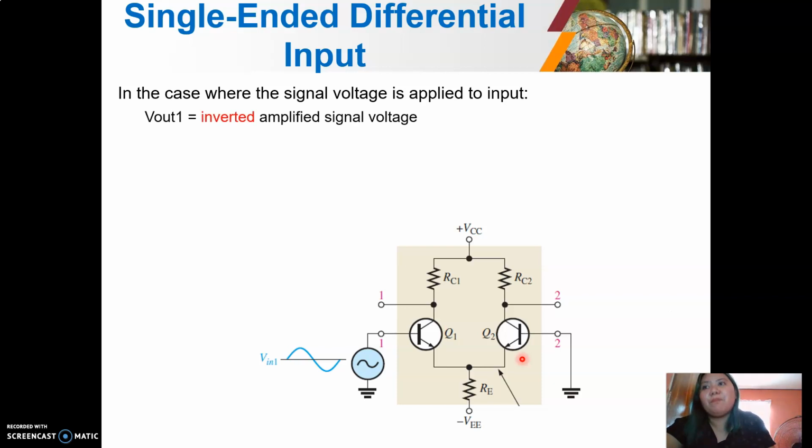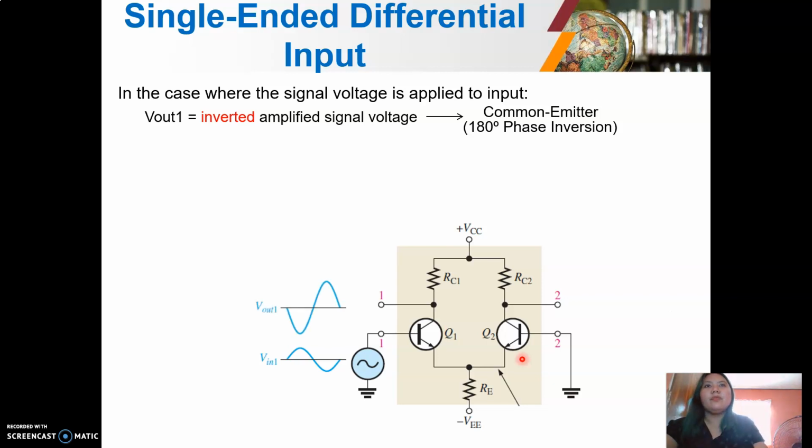So, we expect na sa ating output terminal 1, it will be inverted yung amplified signal. Why? Because this transistor is working as a common emitter. Kaya kung common emitter pala siya, it will be 180-degree phase inversion. Para masabi mo na kapag common emitter configuration is laging inverted yung output. So, yan, inverted yung ating output.